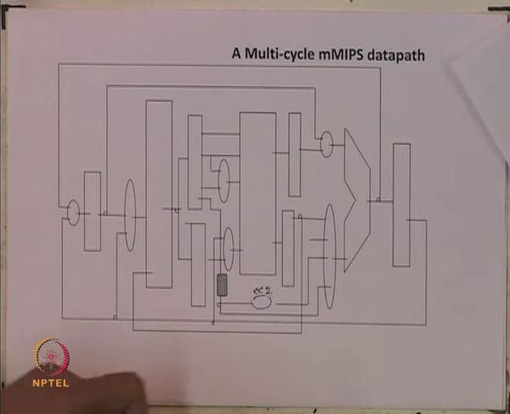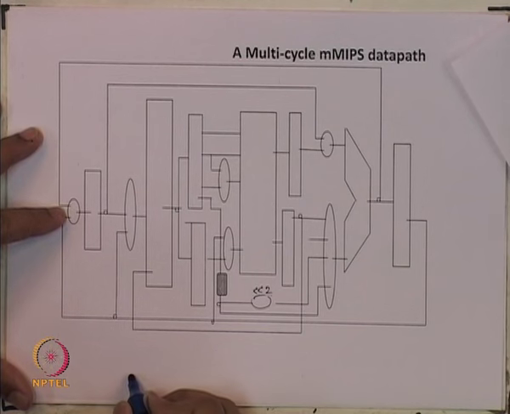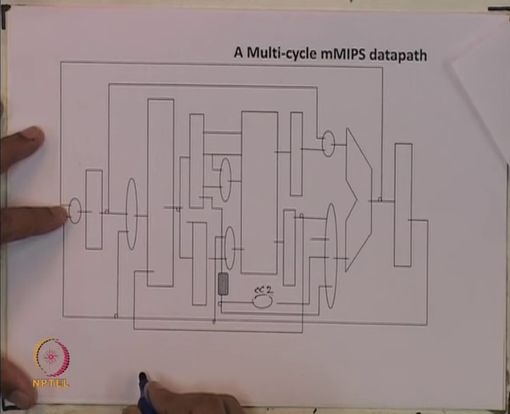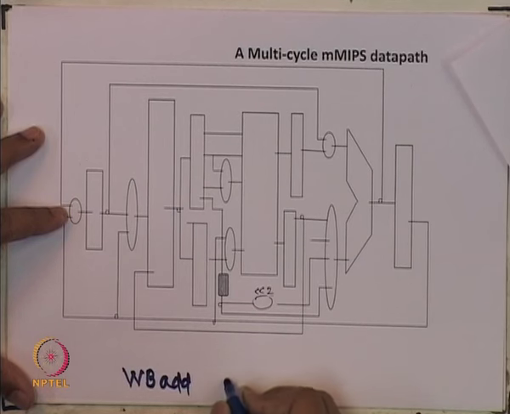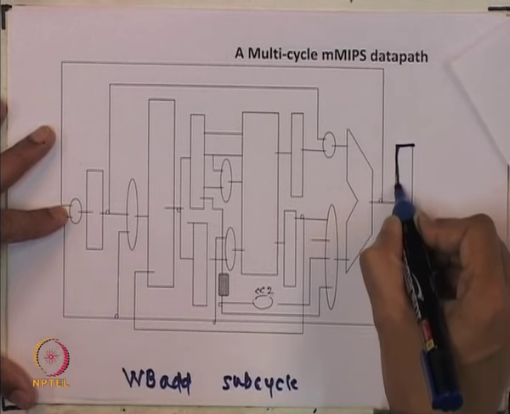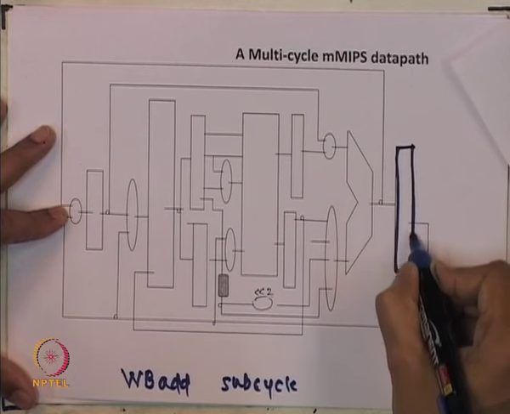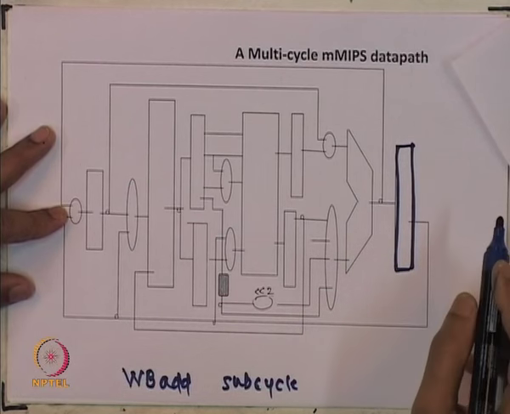So, let us look at the EX state of memory access or write back. Let us consider the write back stage for, say, the add instruction. Here we assume that in the ALU result, at the end of the previous clock cycle, the result of the addition has been stored.